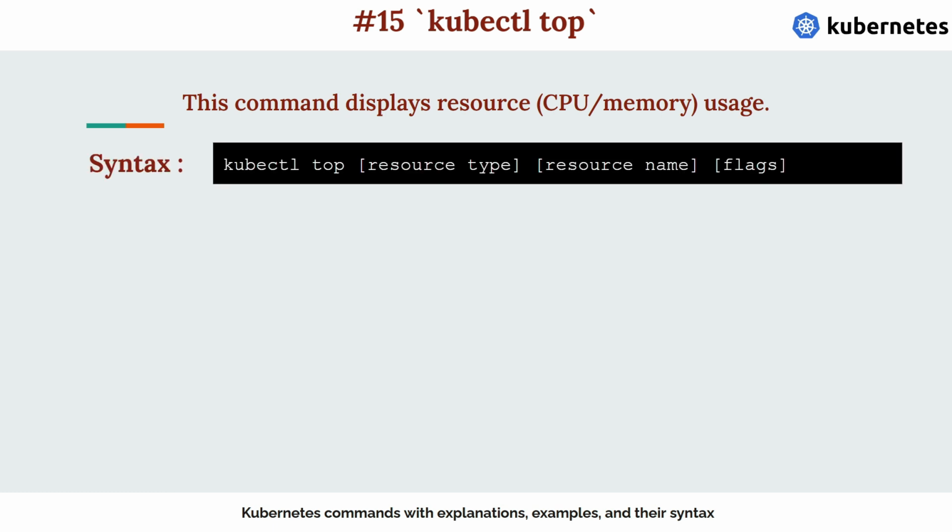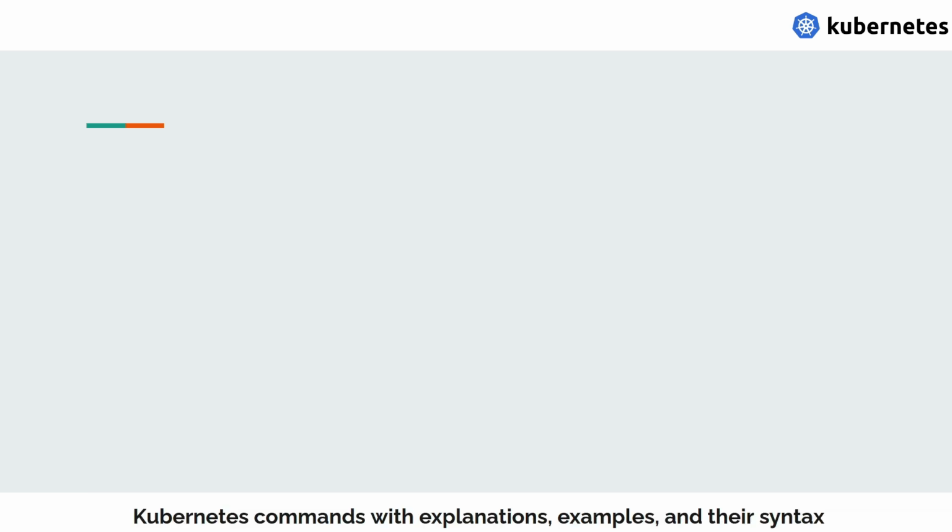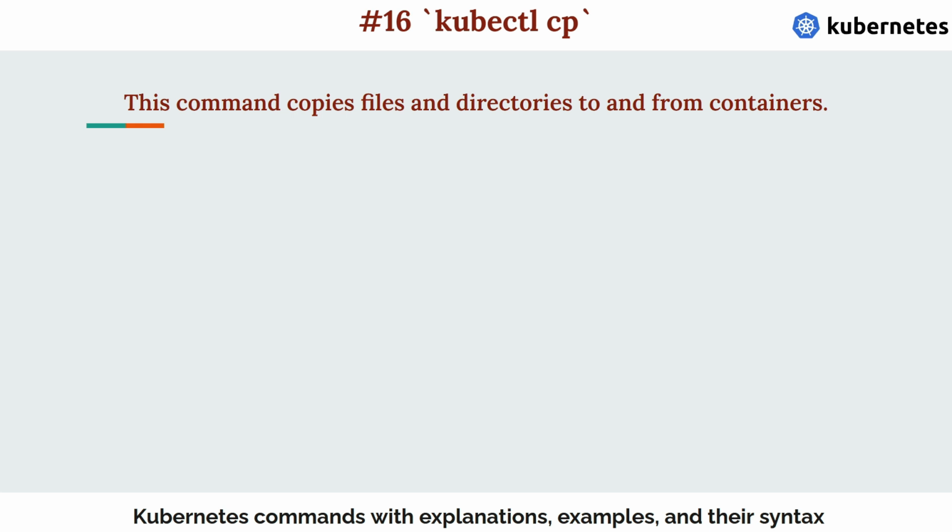Let's see the syntax. The usage of the kubectl top command starts with the kubectl top keyword, then resource type, resource name, and flags. This command displays the CPU and memory usage for the pod named mypod. Next command is kubectl cp. This command copies files and directories to and from containers.